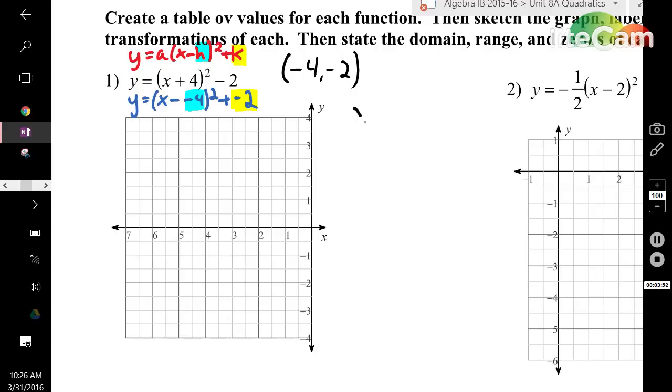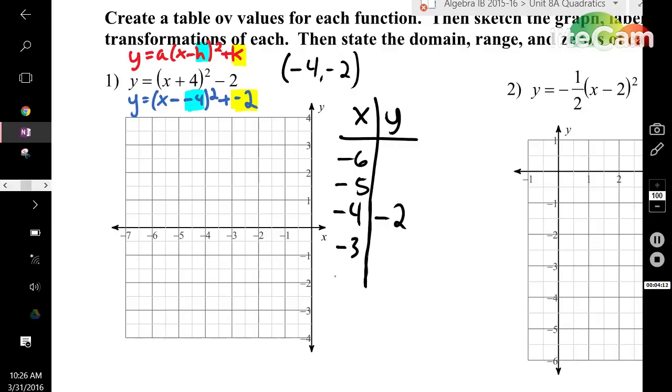Now in order to find other points, we're going to make an x, y table, and we're going to put the vertex smack dab in the middle because it is symmetrical around this point. We're going to use the x values above and below negative 4. So below negative 4, negative 5, negative 6. Above negative 4, negative 3, negative 2. To find these other y values, you have to plug in each x value, negative 6, negative 5, negative 3, negative 2, into the function to find the corresponding y values.